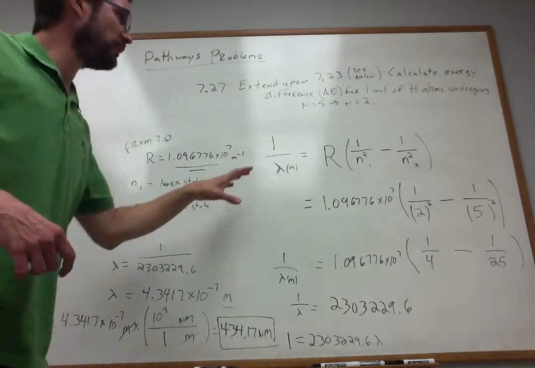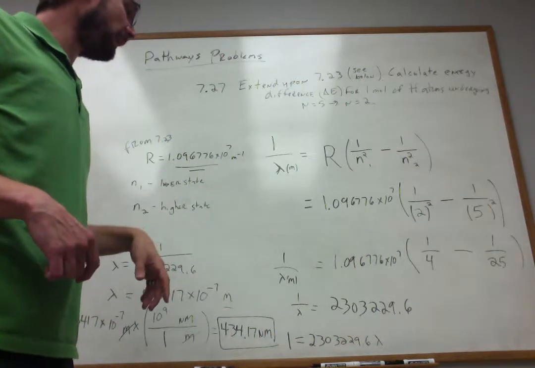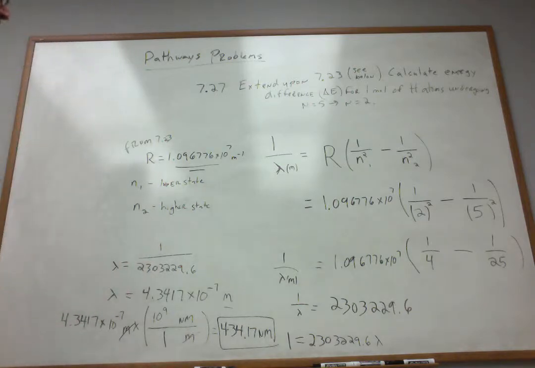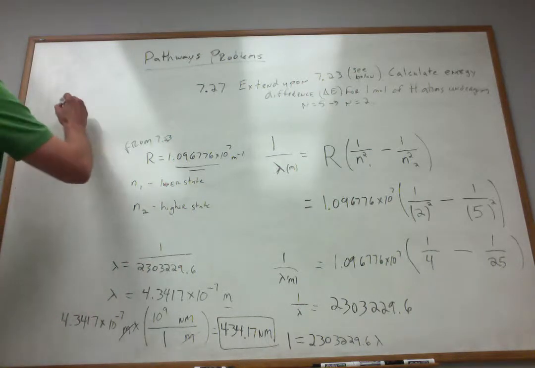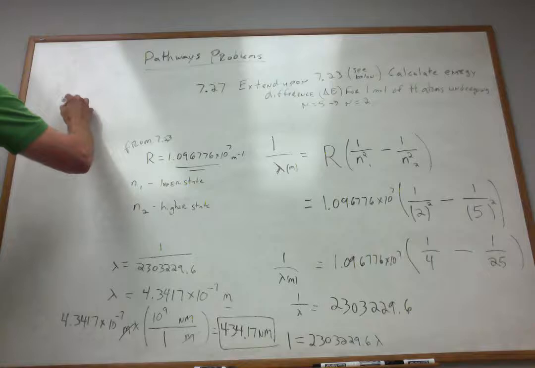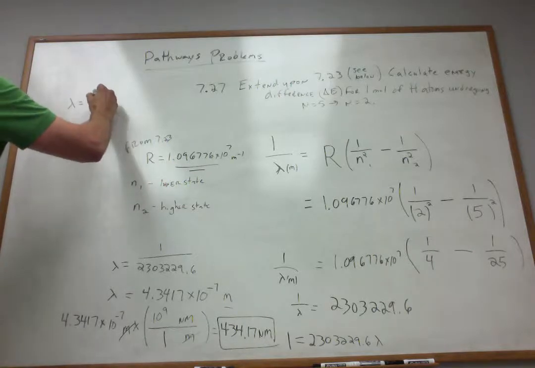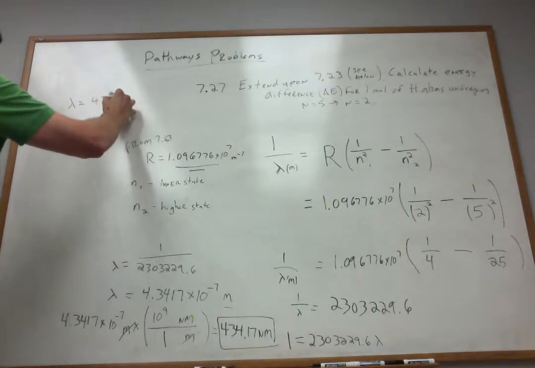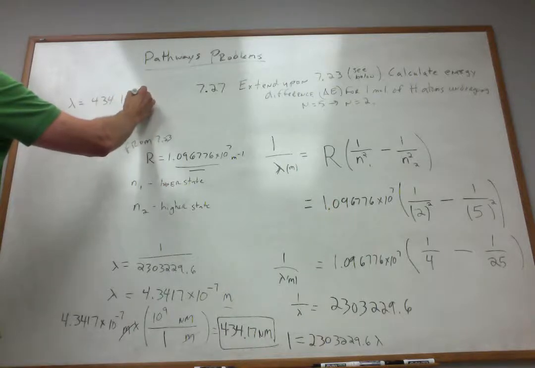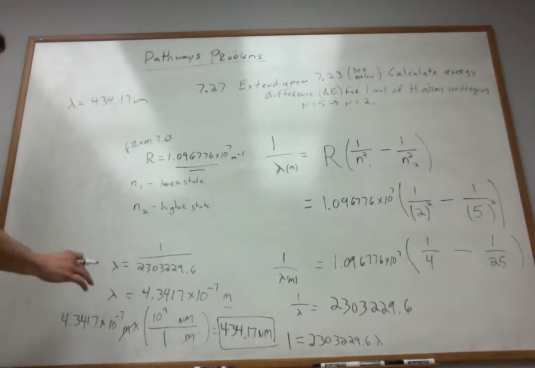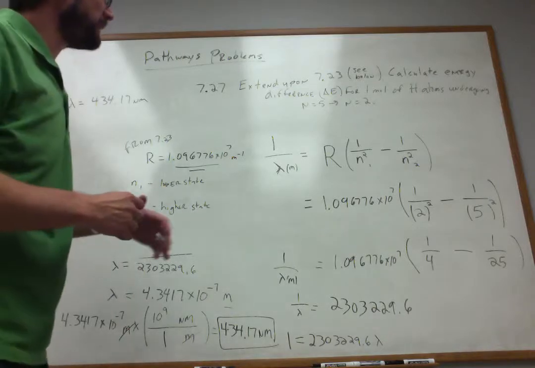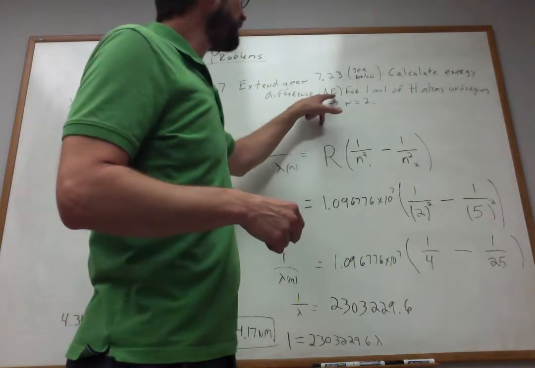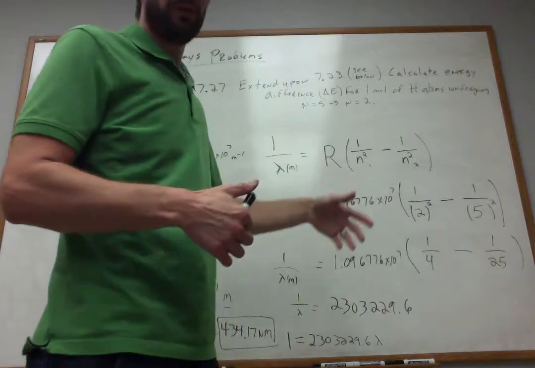And we can, of course, use this Rydberg equation to figure out what the wavelength of light associated with that transition is. And what we ultimately found was that that wavelength corresponds to 434.17 nanometers. That's the wavelength of light that we expect the hydrogen atom to emit when it undergoes this 5 to 2 transition. Now, what this problem does is it extends upon this idea to calculate the energy difference for a mole of hydrogen atoms.